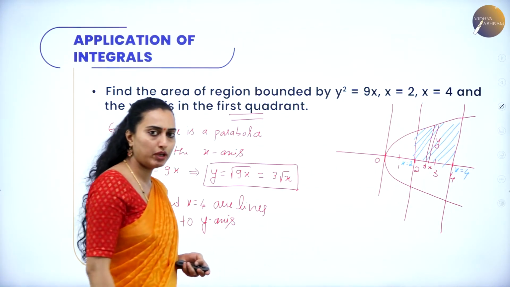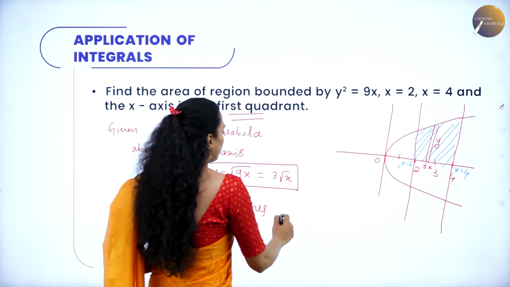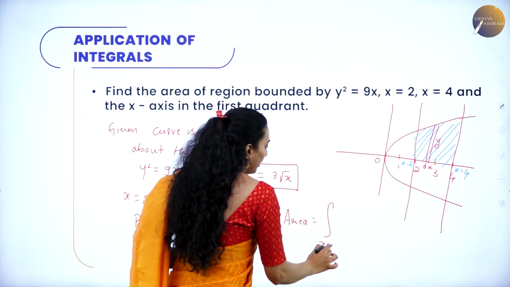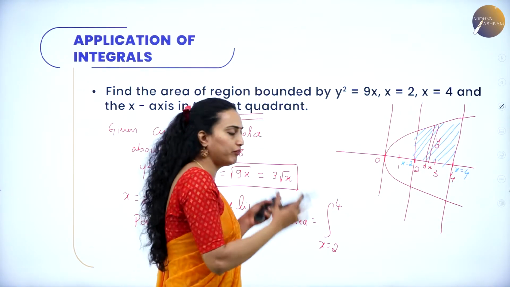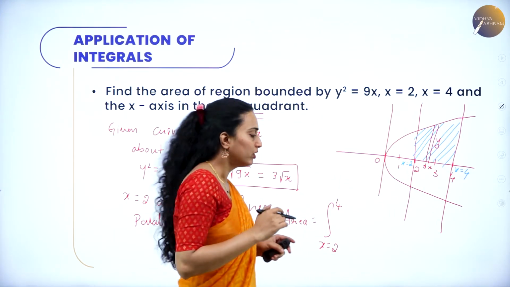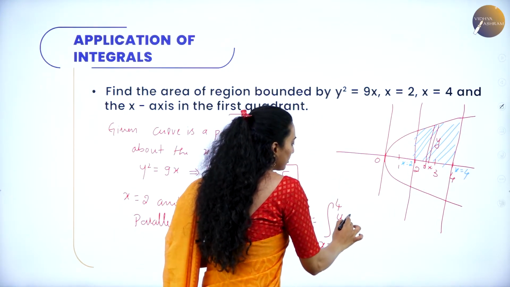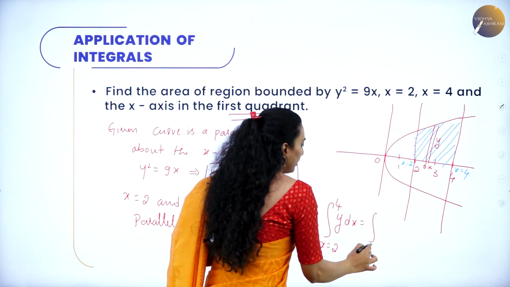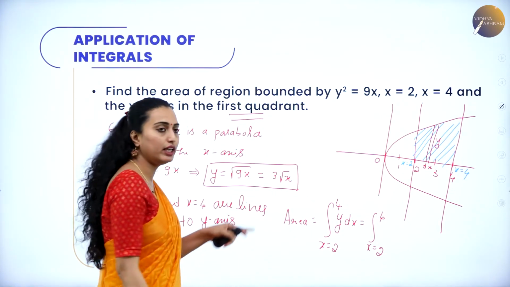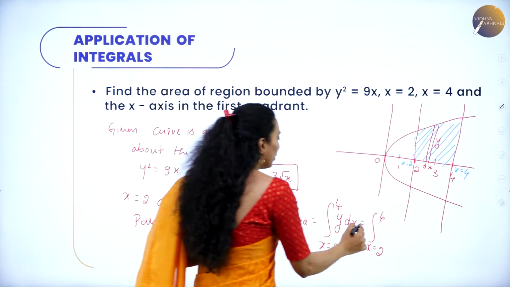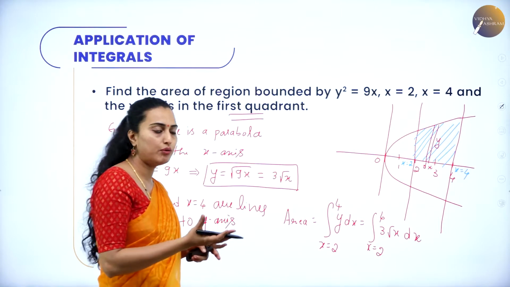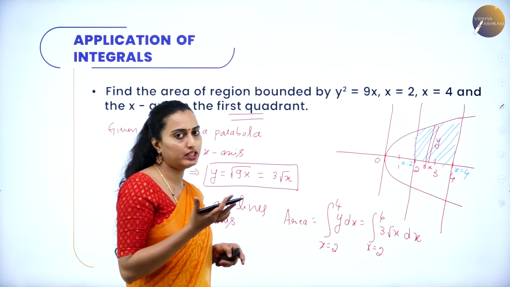So the area under the curve is given by: area is equal to integral, x will be varying from 2 to 4, lower limit to upper limit, from left to right you are moving. So 2 to 4, y into dx. What is y? Y we have converted already, 3 root x. So therefore you can write 3 root x into dx. Got it? Now you can integrate that, then apply the limit.